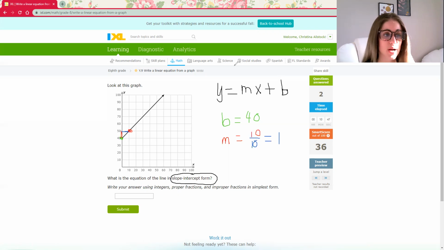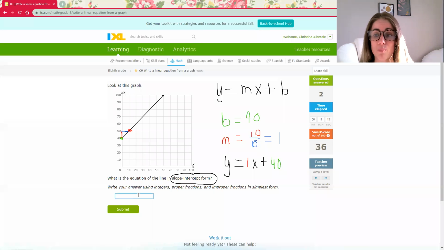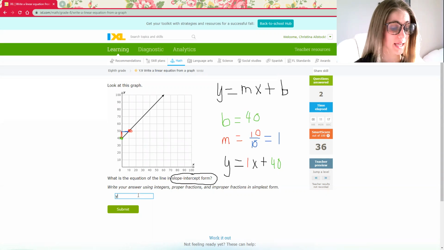Now we have all we need to write our equation. Let's substitute. Let's replace our m and our b with the found values. Y is equal to 1x plus our b, which is 40. All right, this time though, I'm going to type in my answer in the best way because I'm a mathematician, so I'm going to be lazy and just enter my answer as y equals x plus 40.